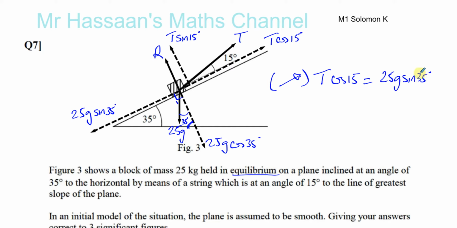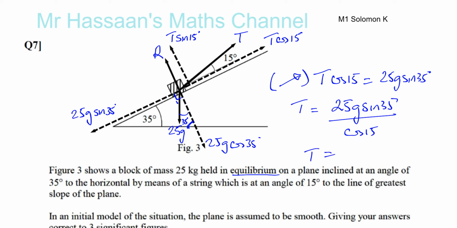Okay, the reaction force has no component parallel to the plane because it itself is perpendicular to the plane. So simply to find t, we just do t equals 25g times sine 35 over cosine 15, and that will give us a value of t.